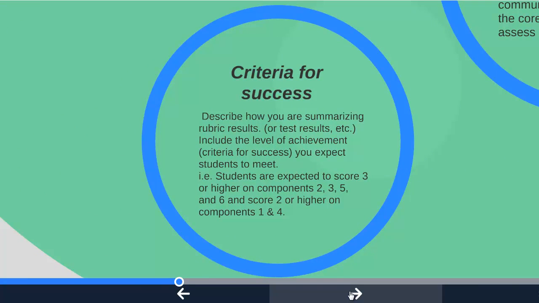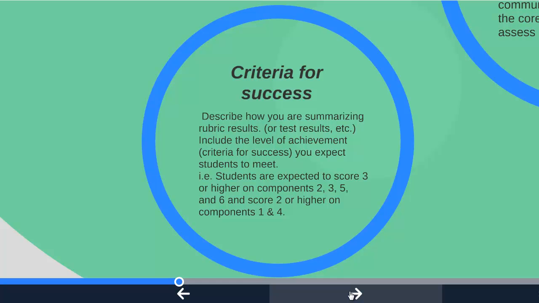Last, include the criteria for success. Describe how you are summarizing the rubric results, or test results as appropriate. Include the level of achievement that you expect students to meet. This can be simple or complicated. A more complicated example is, students are expected to score 3 or higher on components 2, 3, 5, and 6, and score 2 or higher on components 1 and 4. A simple example would be, students are expected to score 3 or higher on all components of the rubric.